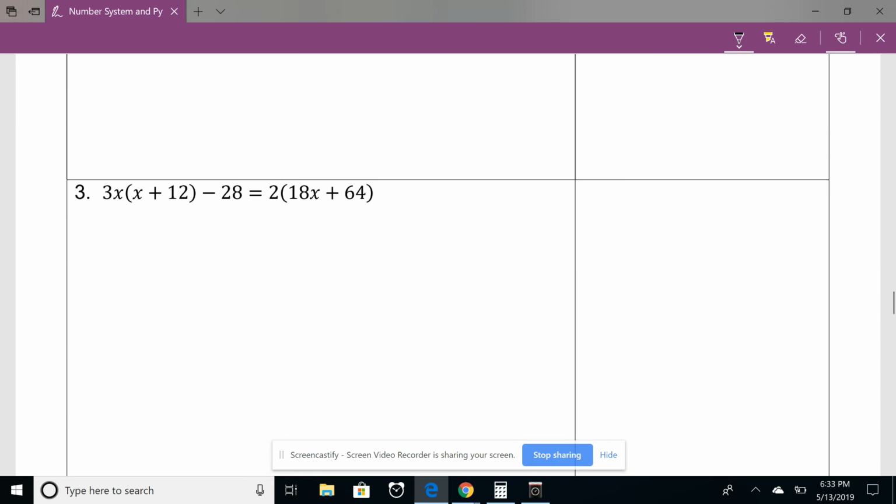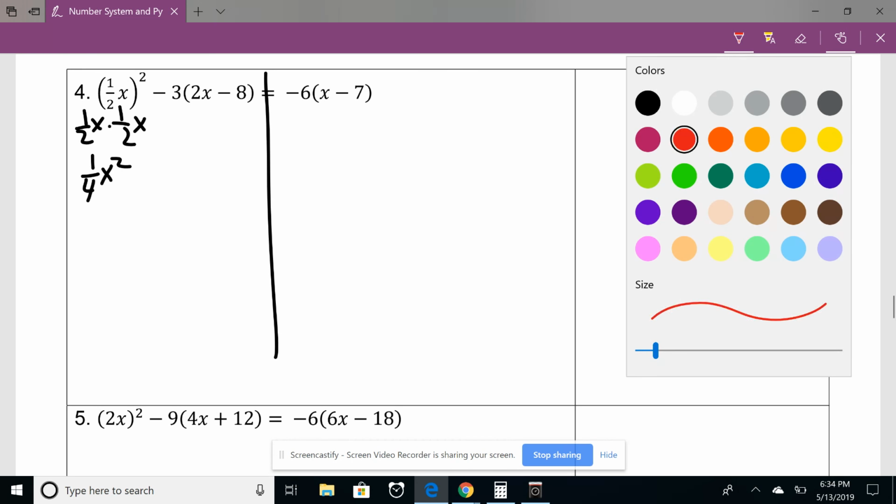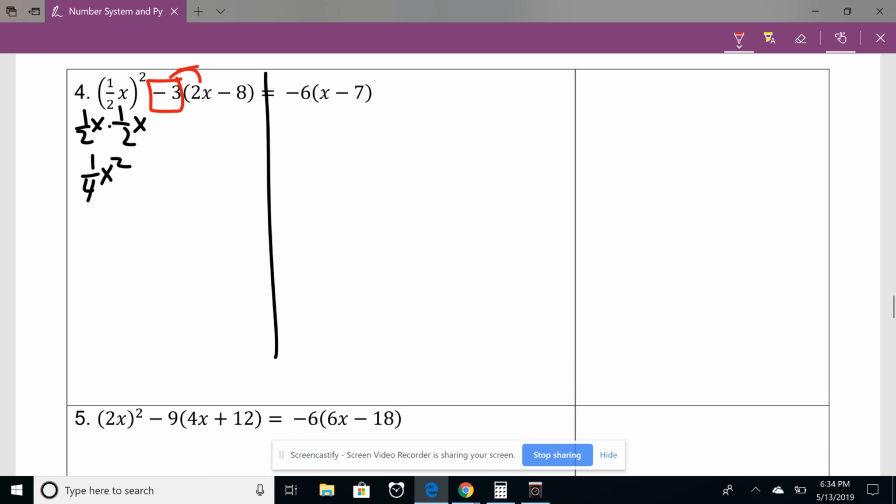Let's look at number 4. Here are my sides. 1/2 x squared. 1/2 x is squared, the quantity squared. This is the same thing as 1/2 x times 1/2 x. 1/2 times 1/2 is 1/4. x times x is x squared. Be careful when you distribute the -3, not just the +3. So -3 times 2x is -6x. -3 times -8 is +24.